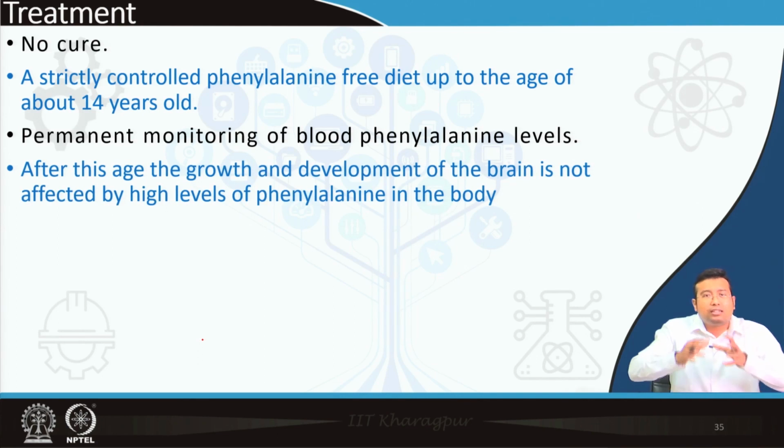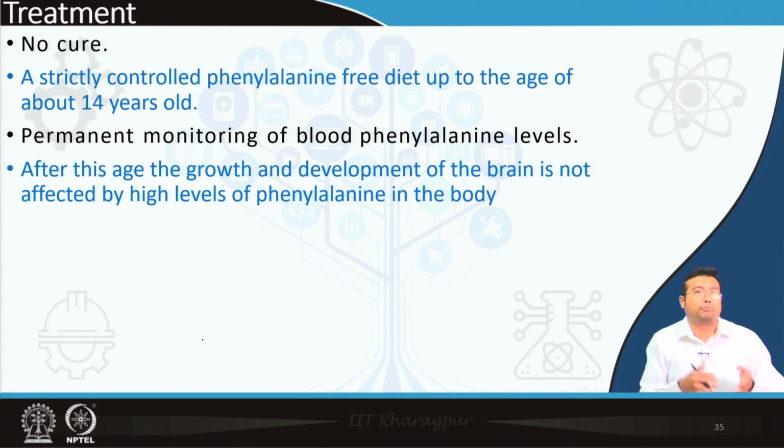After this age, generally after 14 years have passed, brain development is not that prominent. So, the restriction on phenylalanine can be relaxed, some relaxation can be given in the diet, and the brain is not affected by high levels of phenylalanine in the body, because even if the transporter is saturated, it will not hamper brain development.